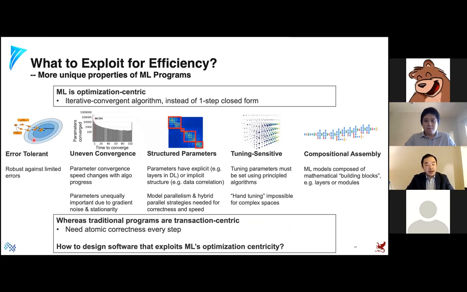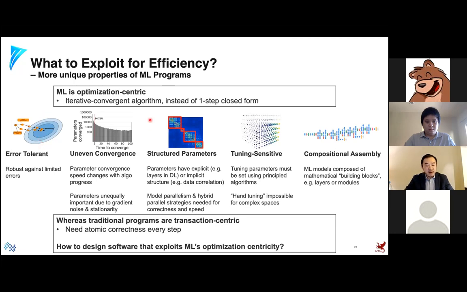For example, it is well known that machine learning algorithms, such as stochastic gradient descent, are error tolerant. You can sometimes make a mistake, working on a subset of the data or even the wrong data points, but still avoid missing the final target, because the later updates will be able to correct earlier mistakes.